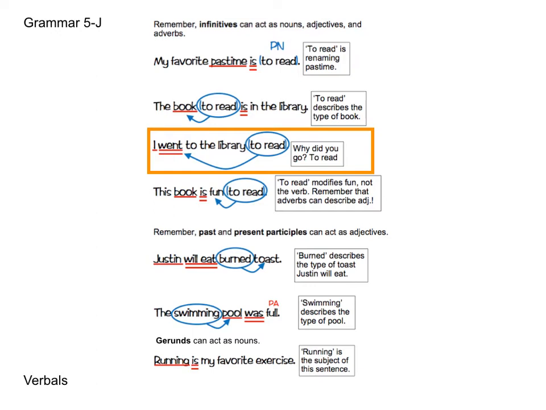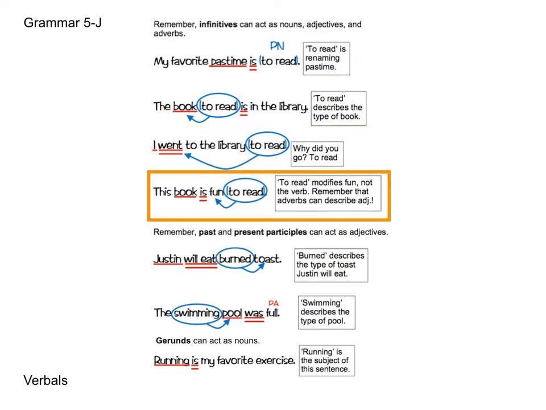I went to the library to read. To read is modifying a verb. It's telling you why you are going, or why I am going. And then, of course, this book is fun to read, modifying how fun it is or why it is fun. And so in that sense, it is acting as an adverb, modifying an adjective.